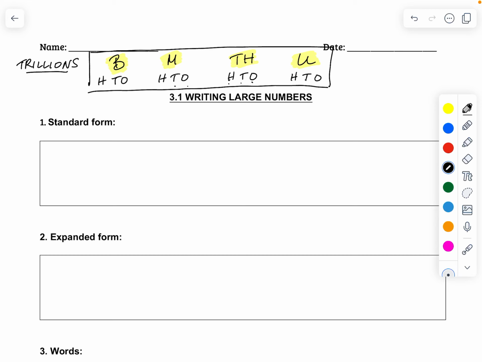Recording now, this is lesson 3.1 on writing large numbers. Before watching the recording, please make sure that you have the 3.1 writing large numbers worksheet in front of you, along with a pencil and perhaps a highlighter. So if you need to pause the recording to get those items, please do so now.